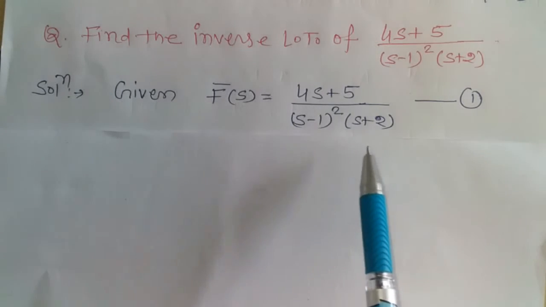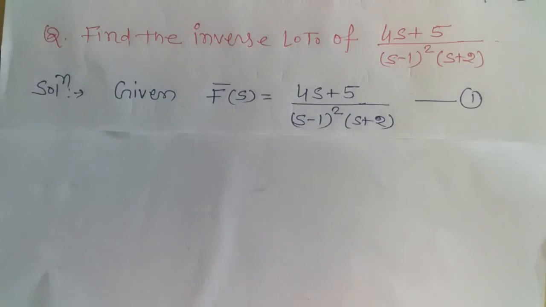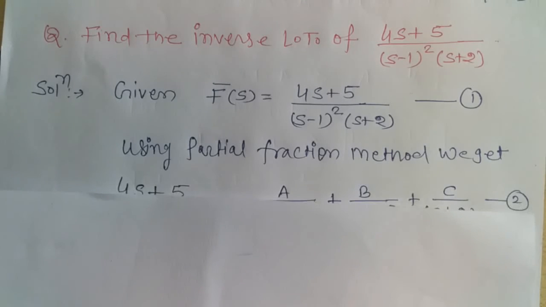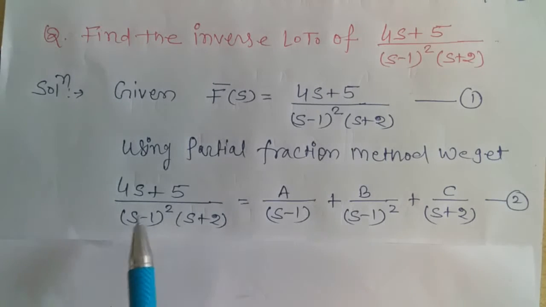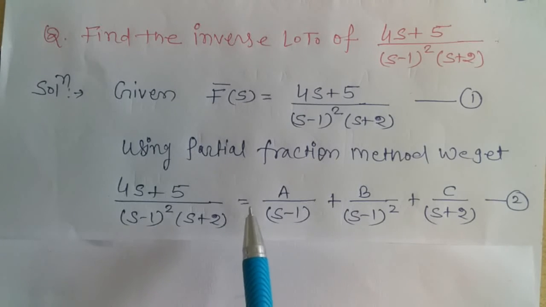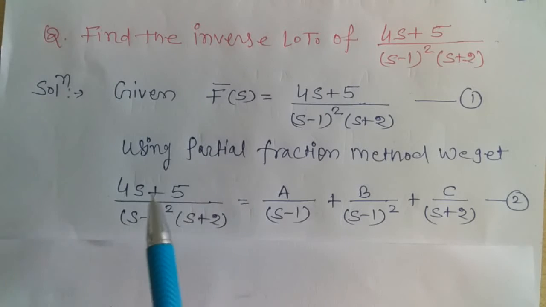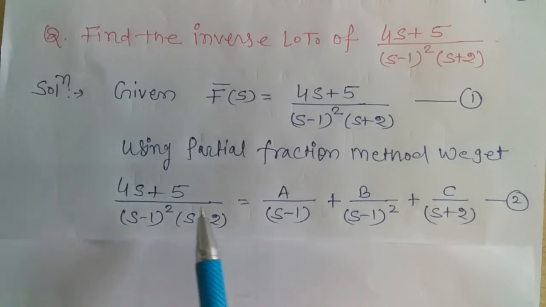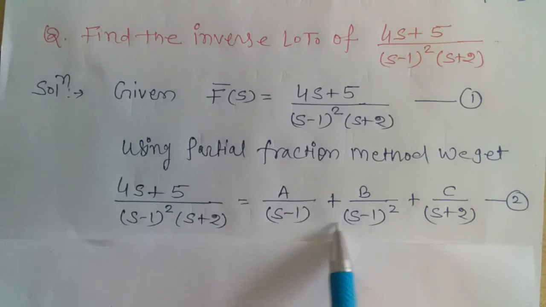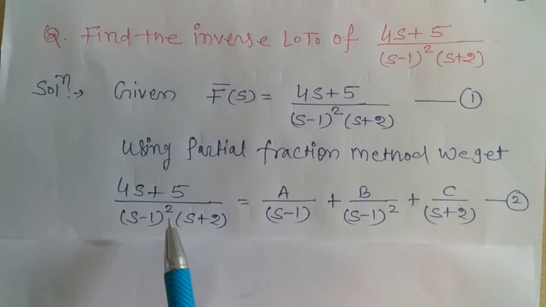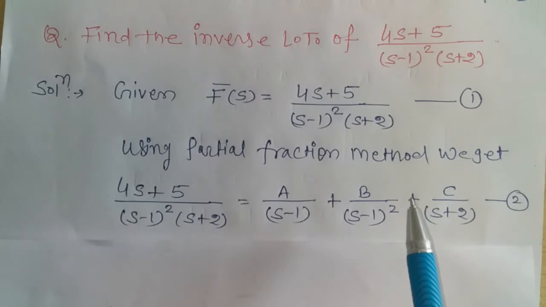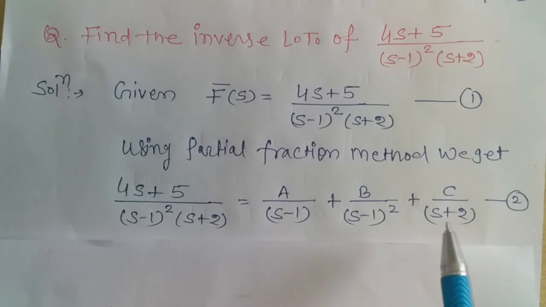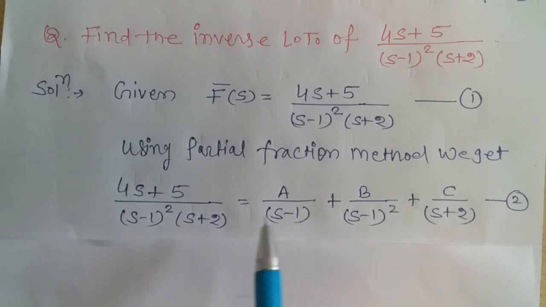Now we apply the partial fraction technique. We get 4s plus 5 upon s minus 1 whole square into s plus 2 is equal to, the partial fraction of this expression is a upon s minus 1 plus b upon s minus 1 whole square, because s minus 1 whole square is a linear repeated factor, plus c upon s plus 2. So this is the partial fraction of the given expression.